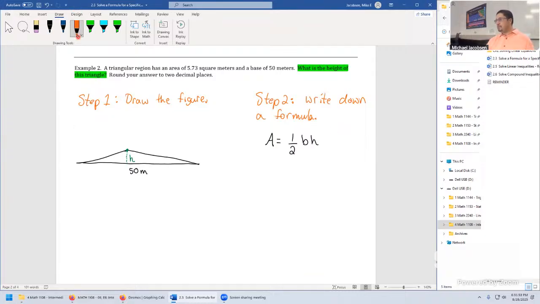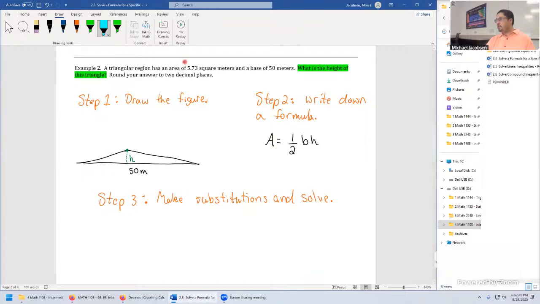Okay, so now that we have the figure, we have the formula, step 3 is going to be make substitutions and solve. A lot of mathematics just happens to be making certain substitutions. So let's read through this problem again.